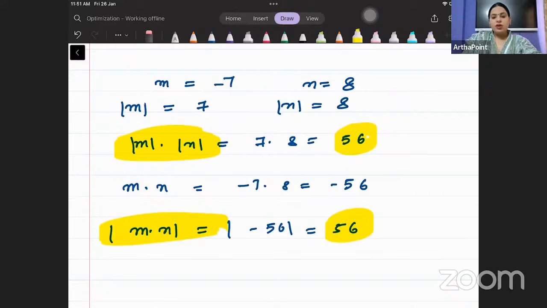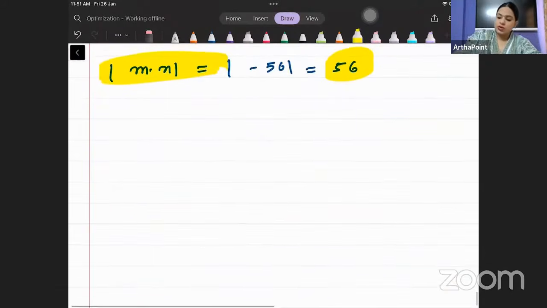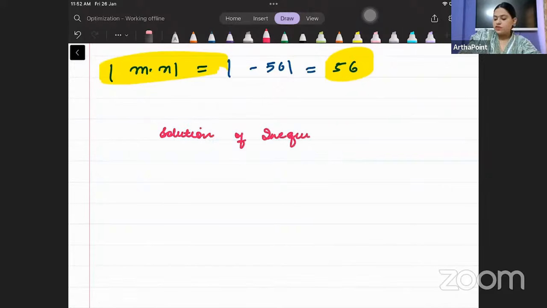So I will go ahead and do one last thing for the day. That is called solution of inequality. And that will finish off this topic. Solution of inequality. थोड़ा सा समझते हैं इसे.